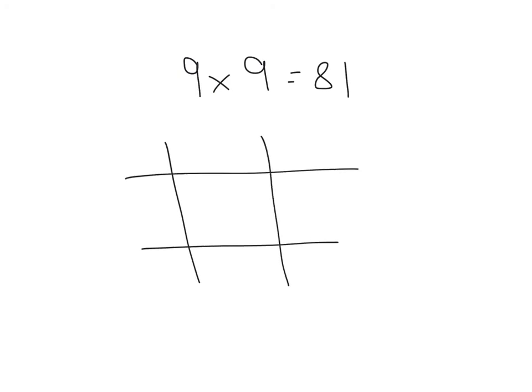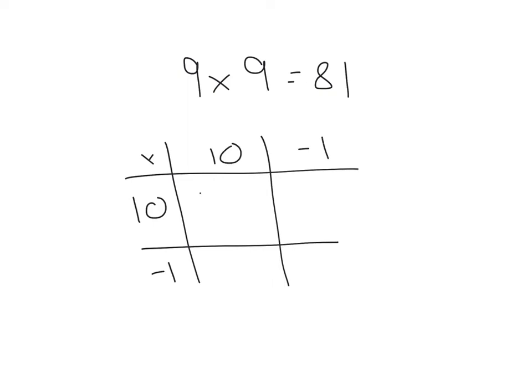If you're confused about the negative times a negative, have a look at this. We know that 9 times 9 is 81. If I do this in a grid method, but instead I choose 10 and take away 1, 10 take away 1 is 9. And I do 10 and take away 1, which is also 9.